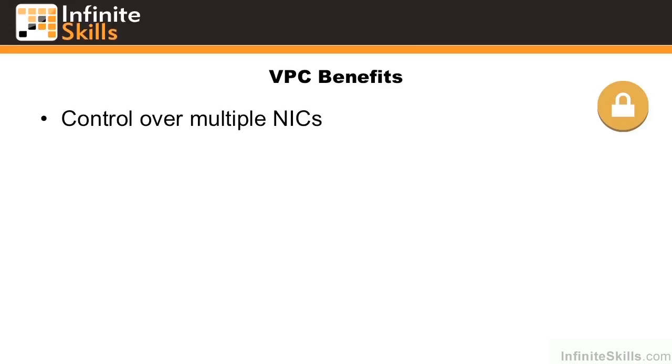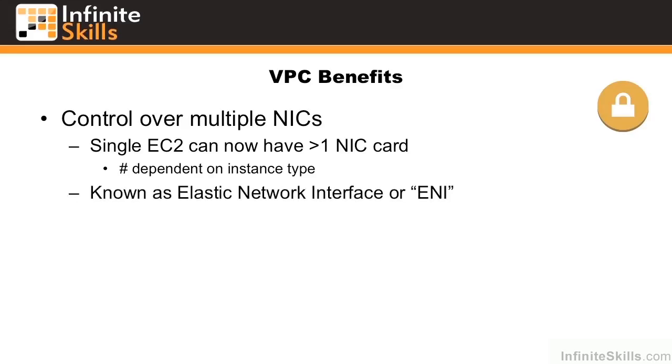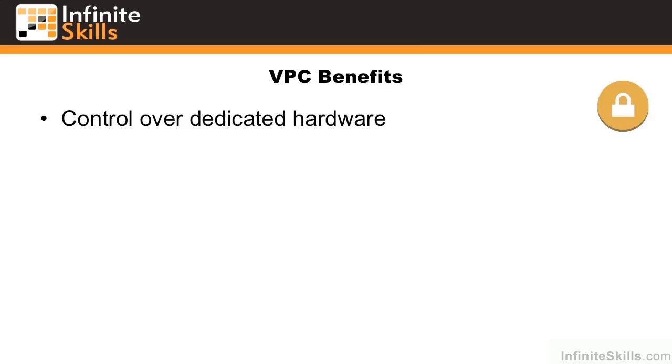VPC gives you control over multiple NICs. A single EC2 server can now have more than one network interface card. The number of network interface cards is dependent on the instance type, and generally the larger EC2 instance you get, the more NICs you can have attached to it. These are also known as Elastic Network Interfaces, or ENIs. They can be added and removed to a running instance, and they come at no additional cost.